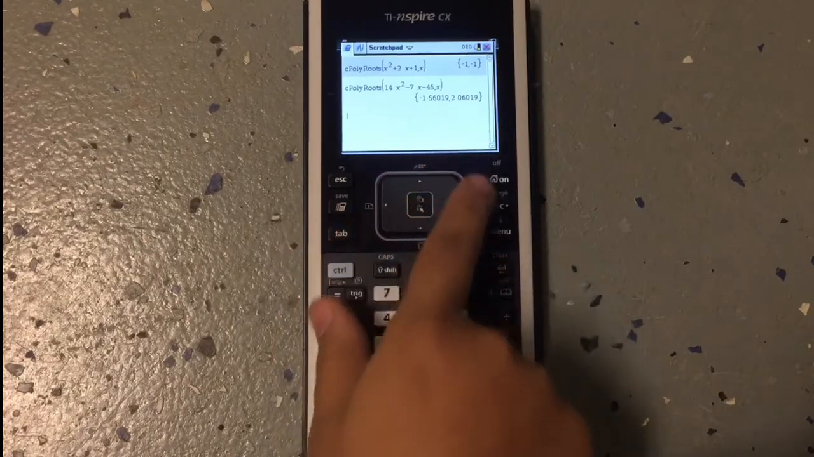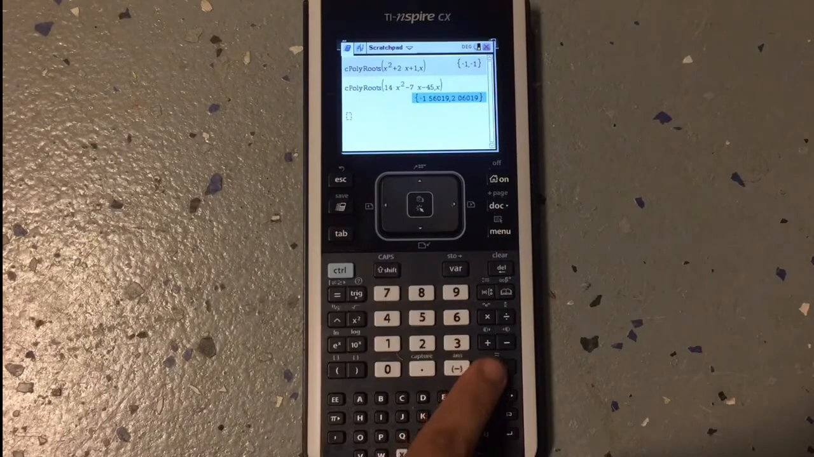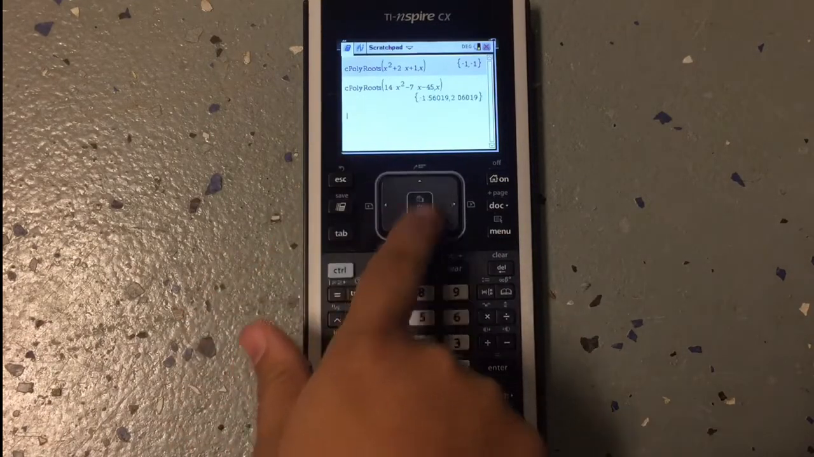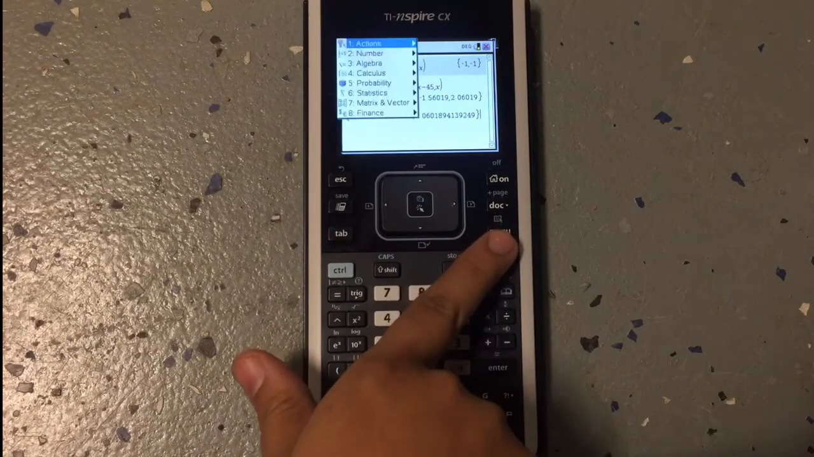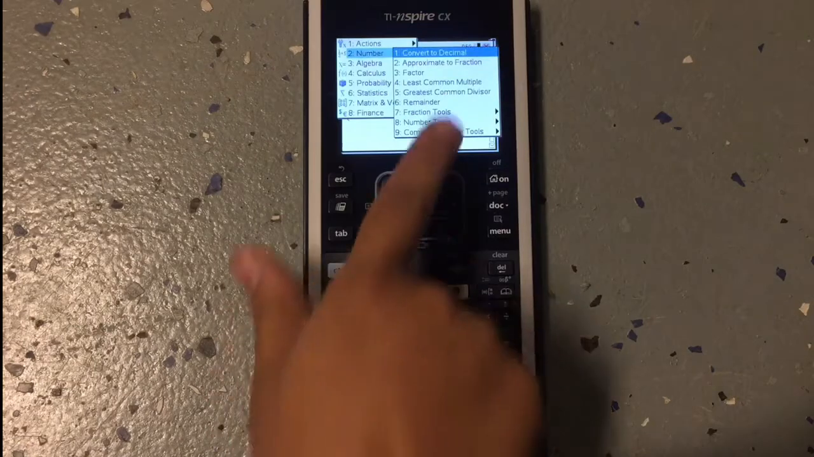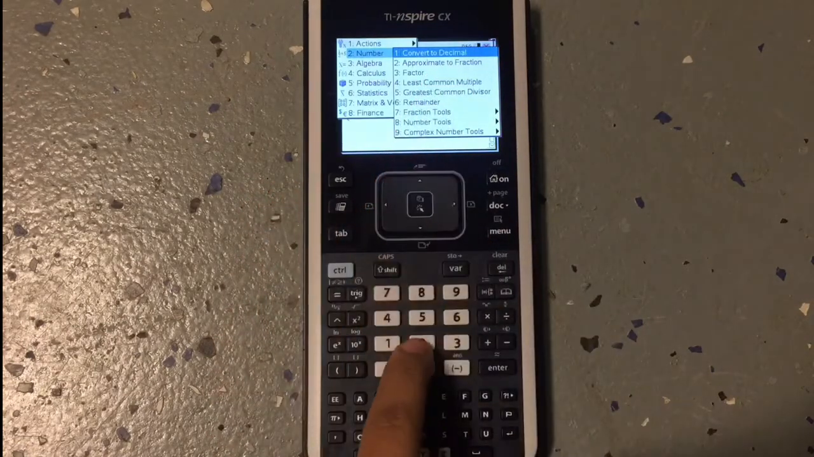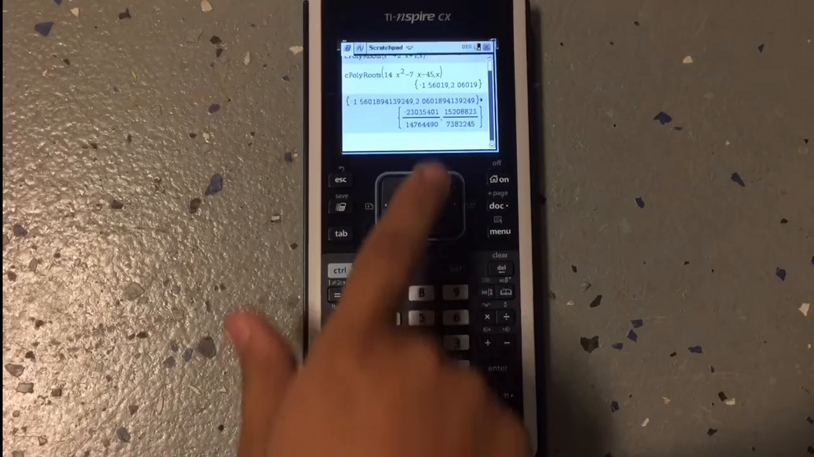They are decimals this time, and here's a quick tutorial on how to turn these into fractions. You're going to want to go up, press Enter, go to Menu, 2 for Number, and then 2 again to Approximate to Fraction. And just press Enter again, and those are the fractions.